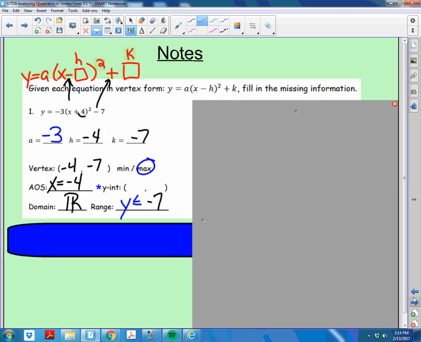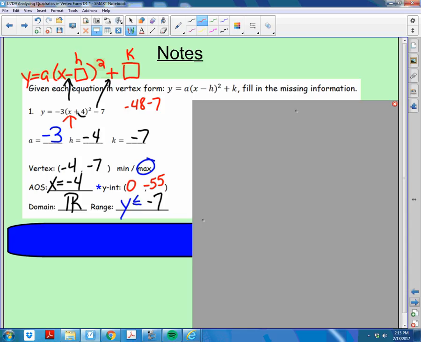When the x value is 0, right? No, you're fine. I know what you meant. When the x value is 0 is the y-intercept. Everyone agree with that? So I want you to watch up here real quick. If that is 0, what's 0 plus 4 squared times -3? -48 minus 7 is -55. That's your y-intercept.